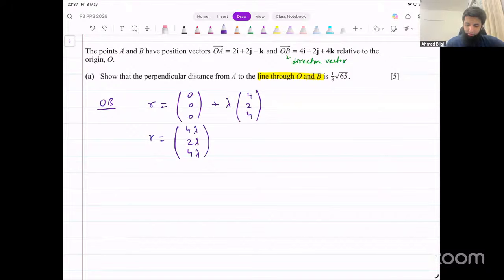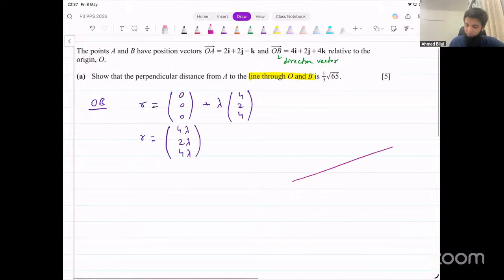Now, distance from the point A. So we can make a rough sketch now. This is a line. We know the equation of the line. There's a point A somewhere. We know the coordinates of that point A and the vector for that point A as well. We have a perpendicular coming from that point A to this line. Let's call this point X.